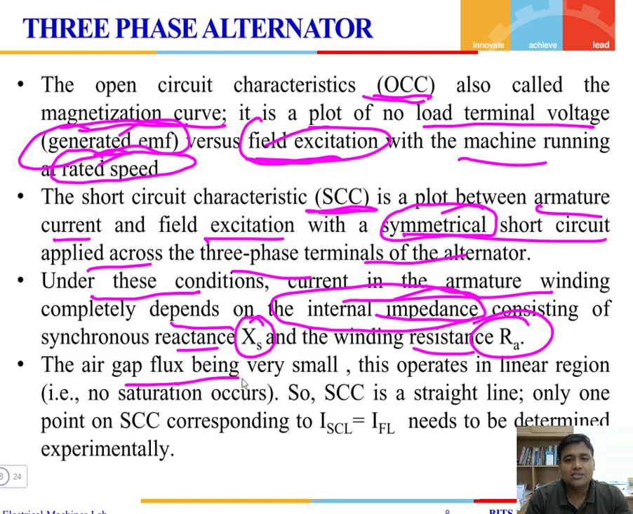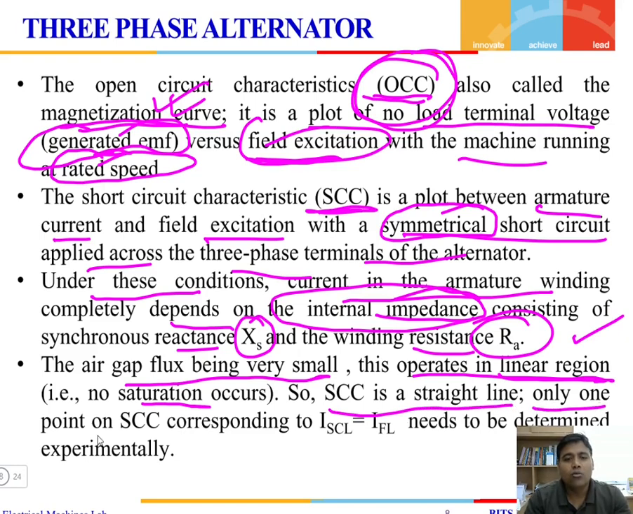The air gap flux, the flux in the air gap between the stator and the rotor, is very small, and the machine operates in the linear region. When we perform the open circuit characteristic to determine the magnetization curve, we operate in the linear region where no saturation has occurred, because after the linear region saturation will occur. So the short circuit characteristic is a straight line, with only one point on the SCC corresponding to ISC equal to IFL. That means the short circuit current flowing in the machine under the loaded condition equal to full load current needs to be determined experimentally.